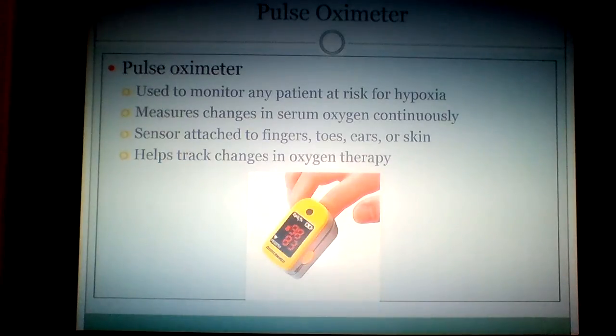It is a photoreaction of oxygen in the bloodstream. It's painless. And avoid direct sunlight, okay? Sometimes you do have to warm that little finger up because it doesn't always work so well.